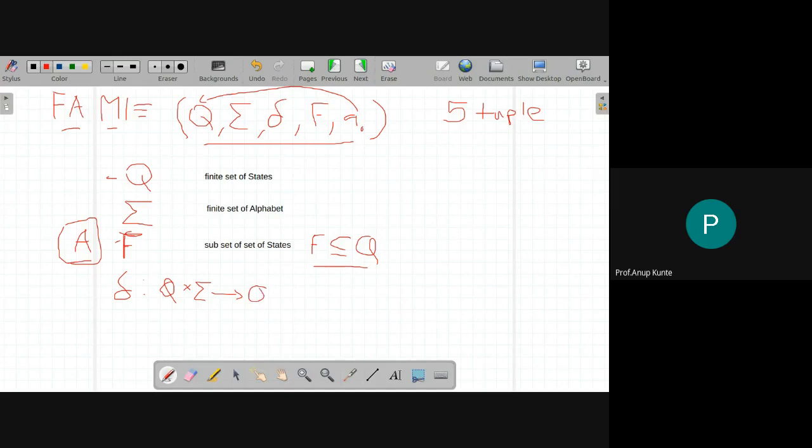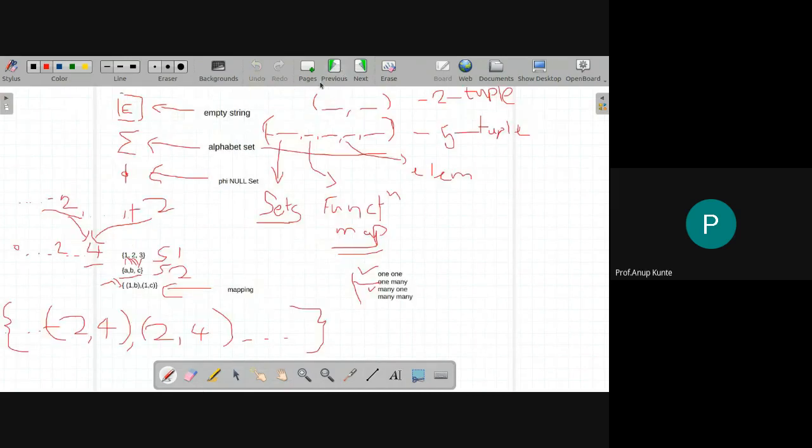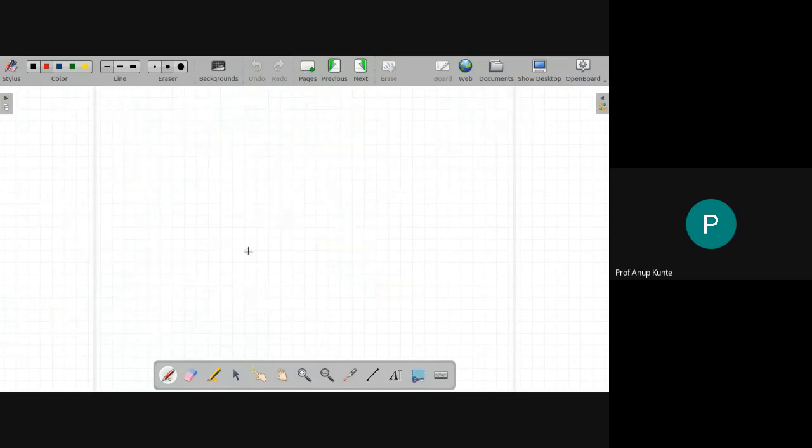So I'll just tell you what this notation means. So Q cross sigma means what? Okay, I'll go to the previous slide and add a page. I did not define what Q cross sigma is. Suppose my Q set is like this.